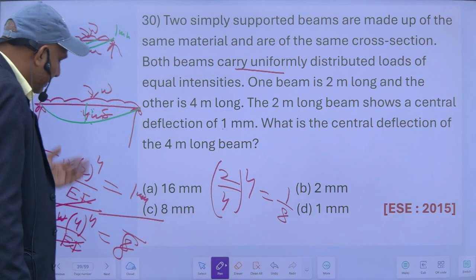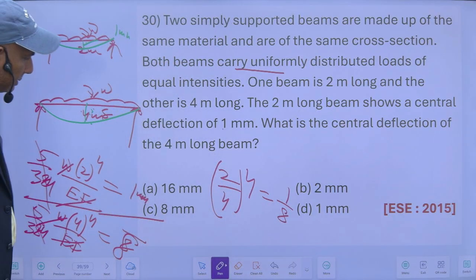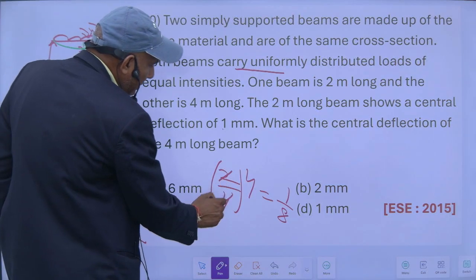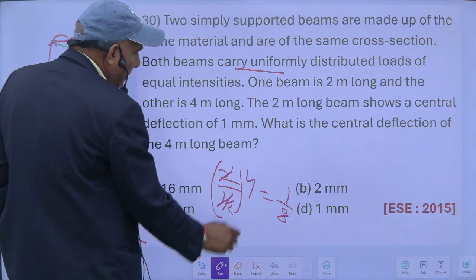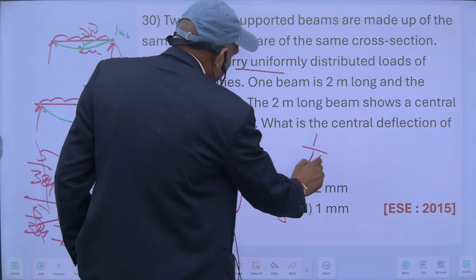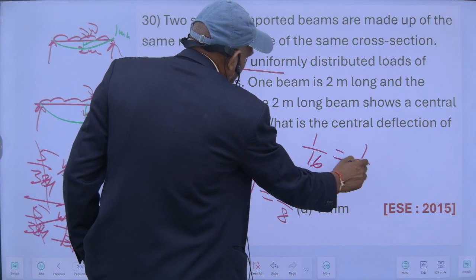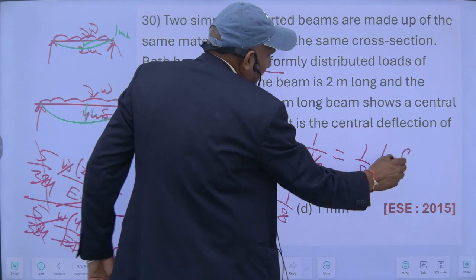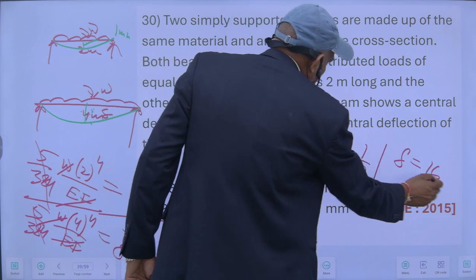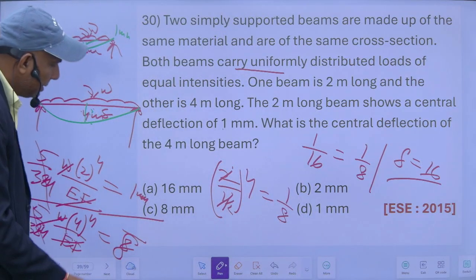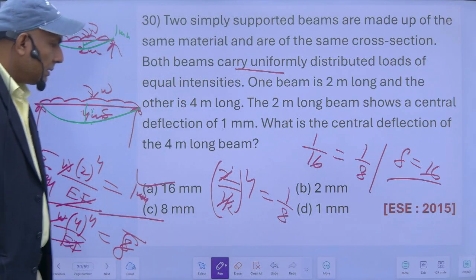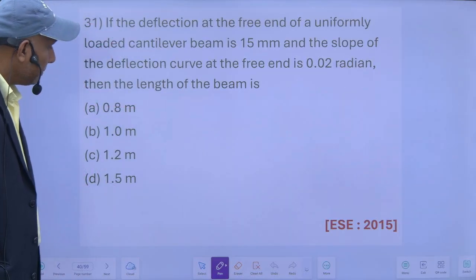These are in meter and mm, so it will not make a difference. This will be 1 by 2 raised to the power 4, means 1 upon 16, is equal to 1 upon delta. So delta is equal to 16 units. So 16 mm is the right option.